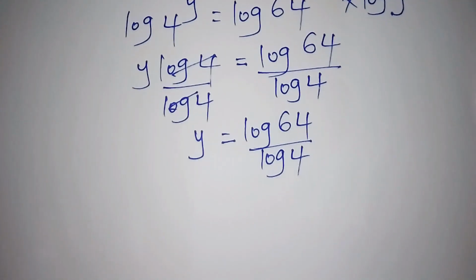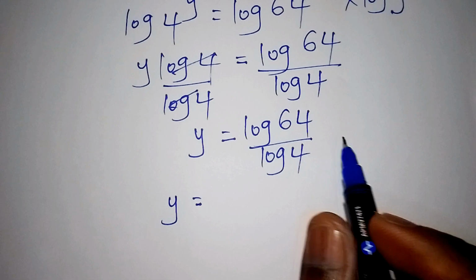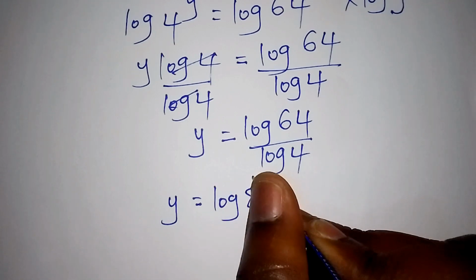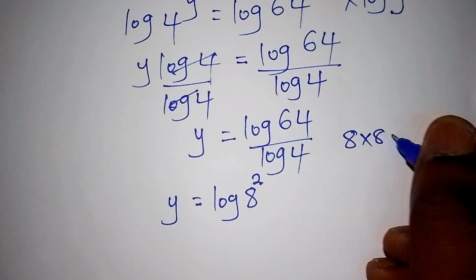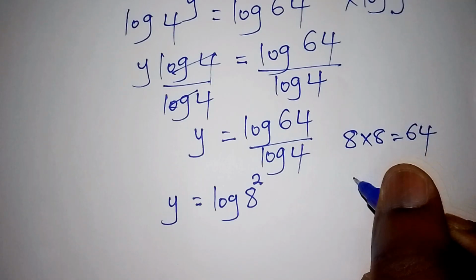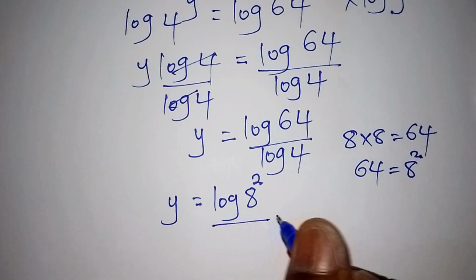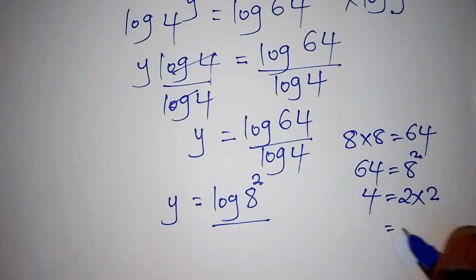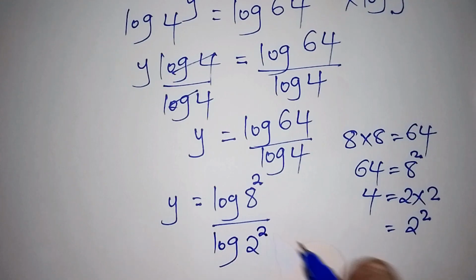Next we shall say that for the value for y, when we factorize the log of 64, we shall have the log of 8 to the power of 2, meaning that 8 multiplied by 8 shall give us 64. So now 64 is equal to 8 squared. Then all over, 4 is equal to 2 multiplied by 2, so now we shall have 2 squared. So all over the log of 2 squared.